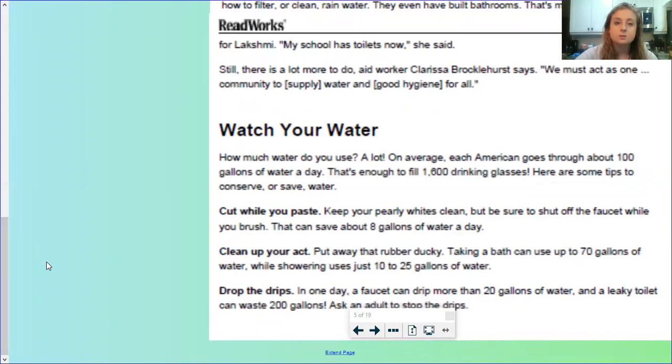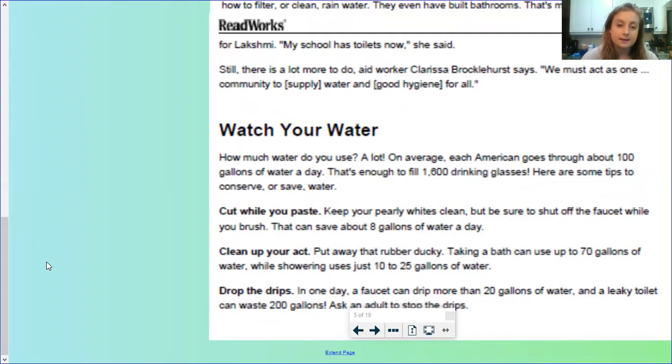We must act as one community to supply water and good hygiene for all. Watch your water. How much water do you use? A lot. On average, each American goes through about 100 gallons of water a day. That's enough to fill 1,600 drinking glasses. Here are some tips to conserve or save water.